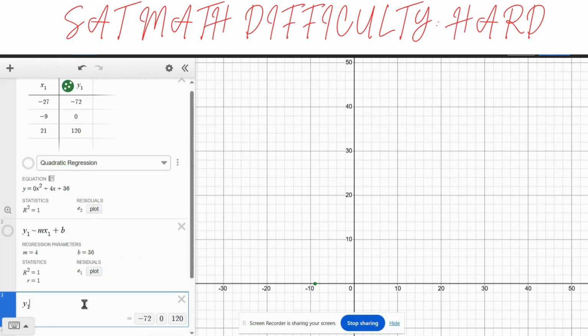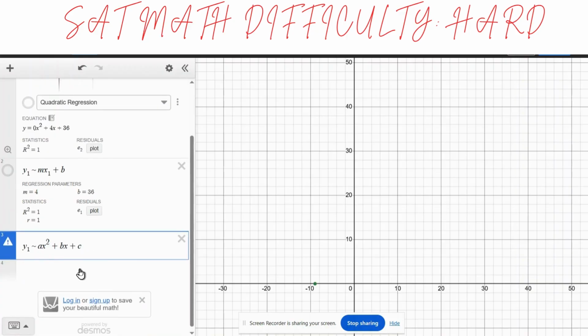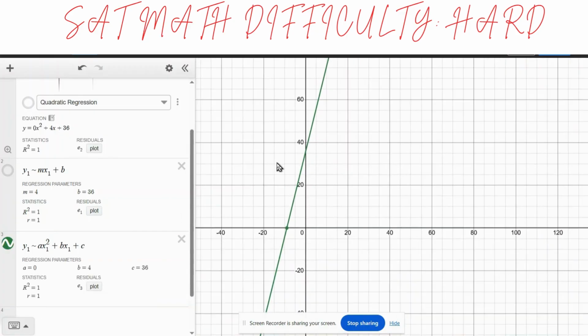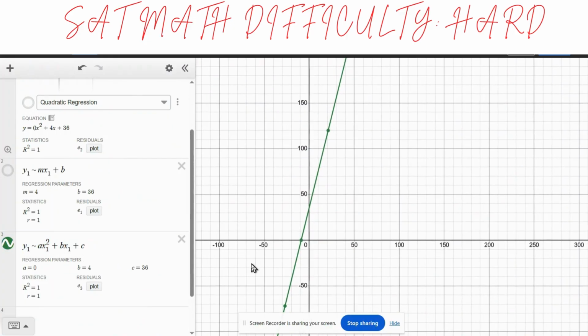y1 equals ax squared plus bx plus c. Oops, it doesn't work here. Why? Because I made a mistake. I didn't put the bx1 here. Now it worked again. You see? If only the question said that f is a quadratic function, this is what would have actually made sense. If f was a quadratic function instead of a linear function, then the values of a and b and c would be this one.